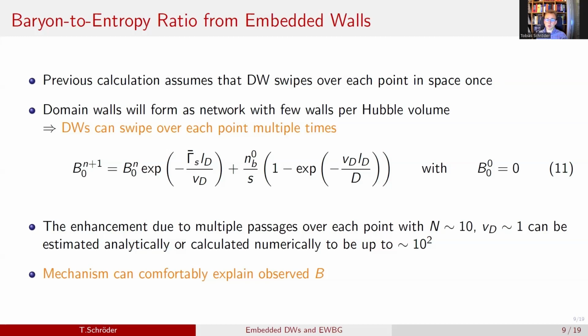Assuming a number of order 10 domain walls per Hubble volume and relativistic velocities, this enhancement can be as large as 10 to the 2. Therefore, the presented mechanism can comfortably explain the observed baryon to entropy ratio.